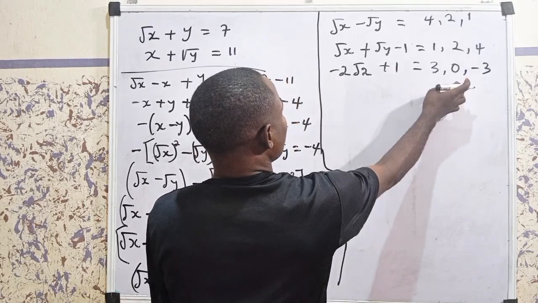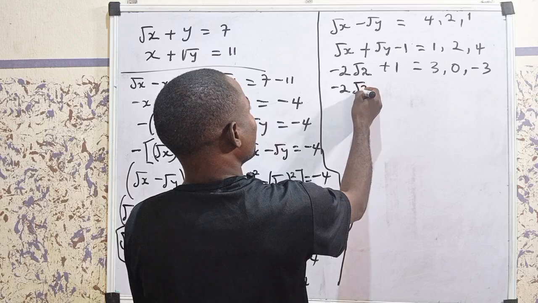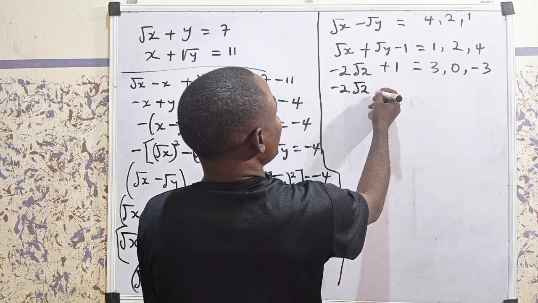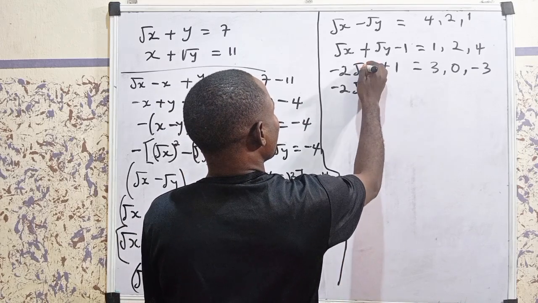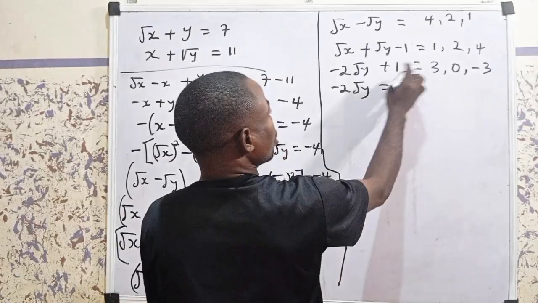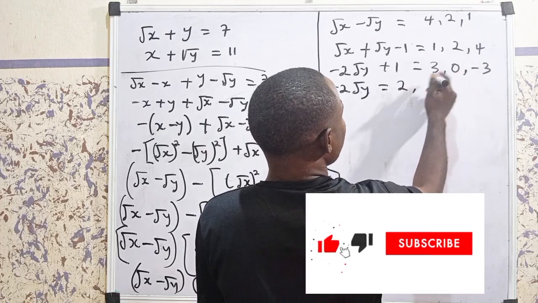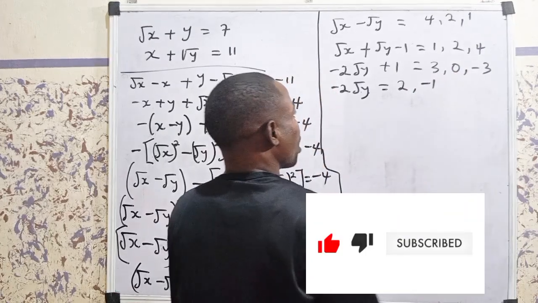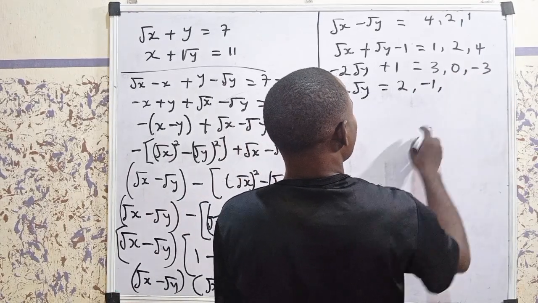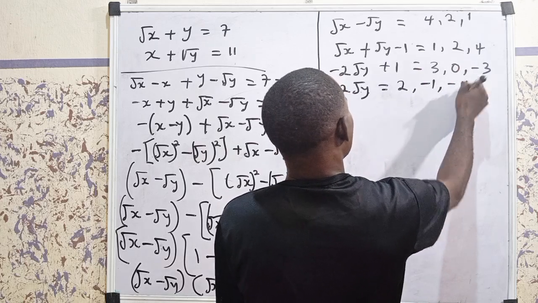Okay, so I'll subtract 1 from both sides, so I have 2 root y, sorry, this is y, 2 root y is equal to 3 minus 1 is 2, 0 minus 1 is minus 1, and then minus 3 minus 1 will be equal to minus 4.